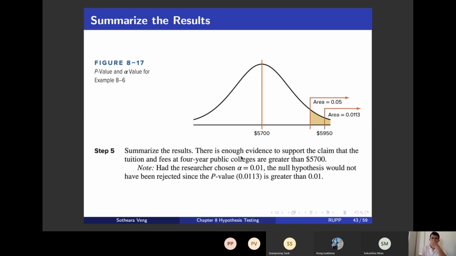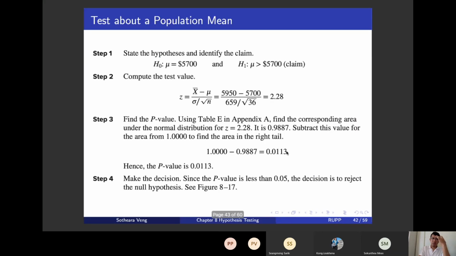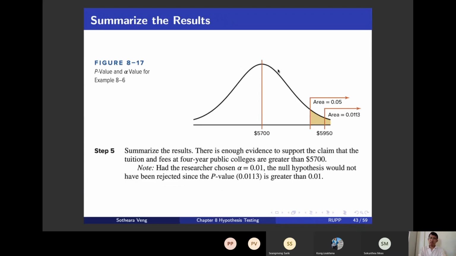You can say that there is enough evidence to support the claim that the tuition fee at a 4-year public college is greater than this value. So you reject H0, meaning that you support the alternative hypothesis H1, right? So it means the claim is supported by the data we collected, right? But again, it does not mean that your claim is true. It's just supported by the data, by the sample you collected.